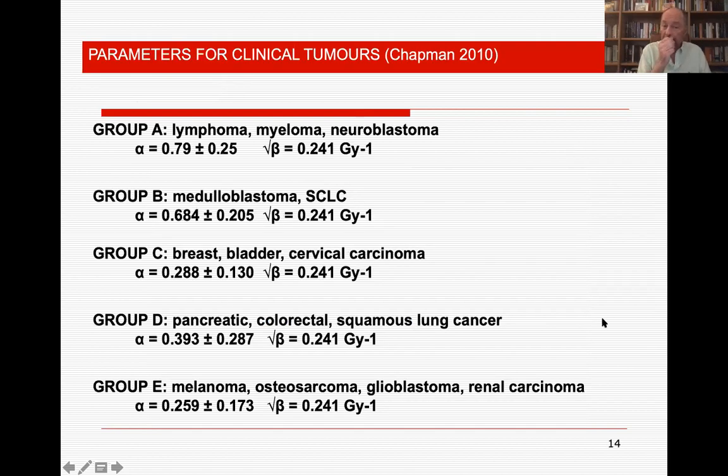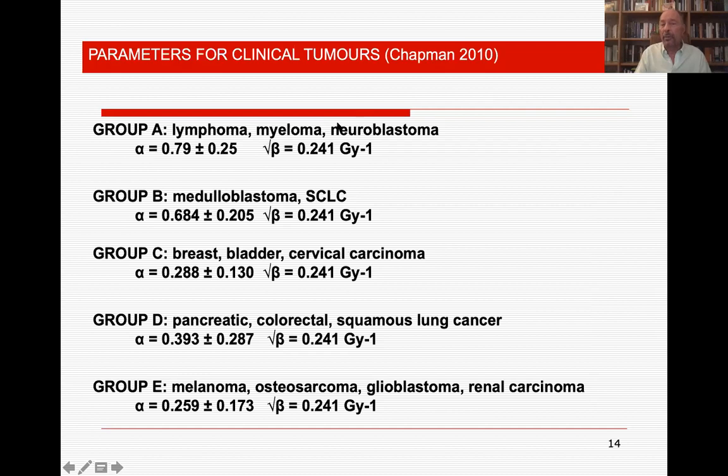So you can calculate the alpha-beta ratio from clinical experience. These are typical data used. In this particular classification by Chapman, the beta value is kept constant. Of course, alpha and beta are correlated, so you can fit in a different way. One easy way to do it is to keep beta constant and to change alpha. And then you have different groups.